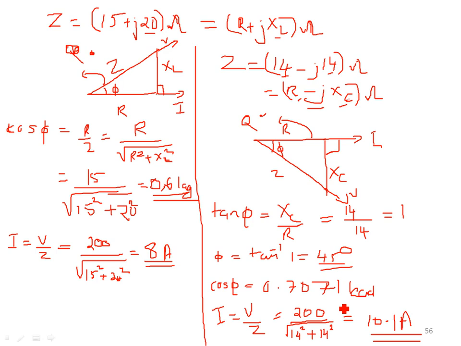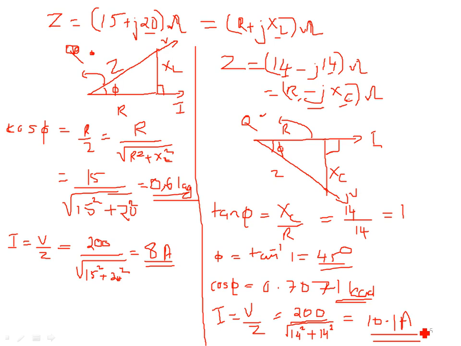Now, what is the current? Current is voltage divided by impedance. What is impedance? Impedance is root of R square plus XC square. R and XC are the same, so it is root of 14 square plus 14 square. So, our answer is 10.1 ampere. That is regarding the first two parts of the question.